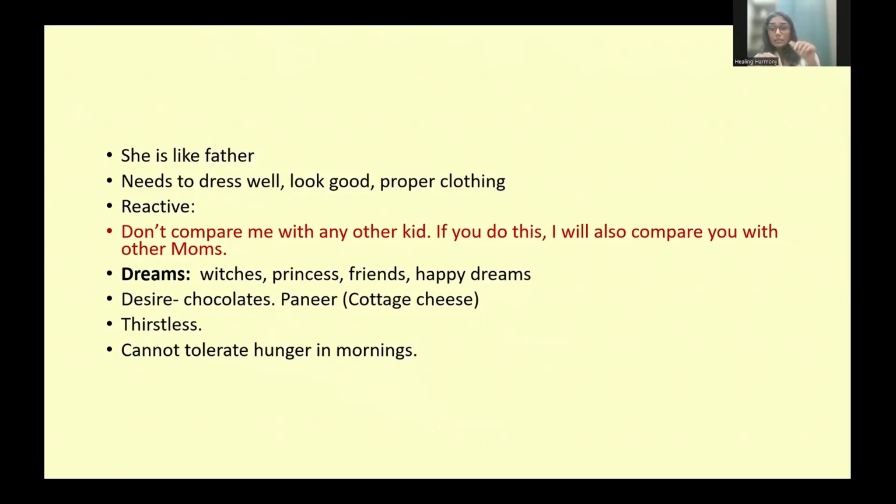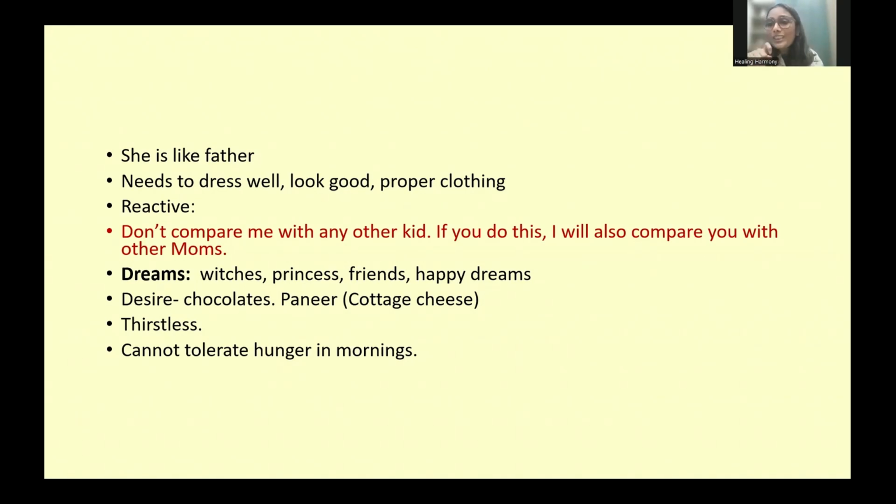If I make a comparison, if the mother says, "Your friend in school did so well in math. Why are you not studying math? She's like this, why are you not doing like that?" So she'll immediately say, "Mama, don't compare me with any other kid. If you do that, I will also compare you with other mothers."